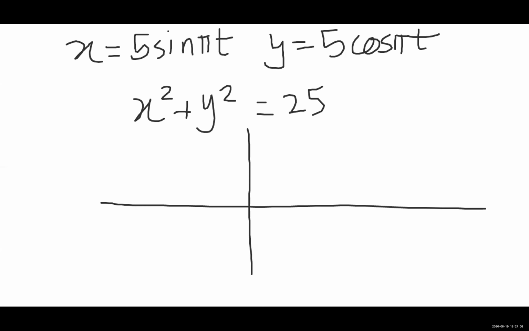So this represents a set of points which is always at a distance of 5 from the origin. What will these set of points look like? Set of points which is always at a distance of 5 from the origin.